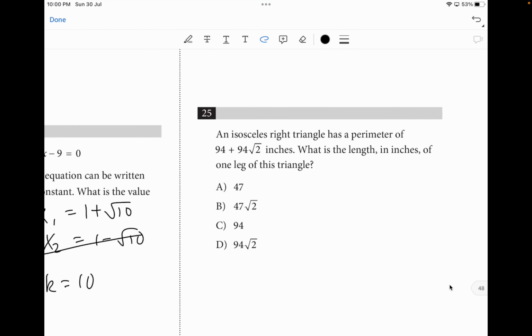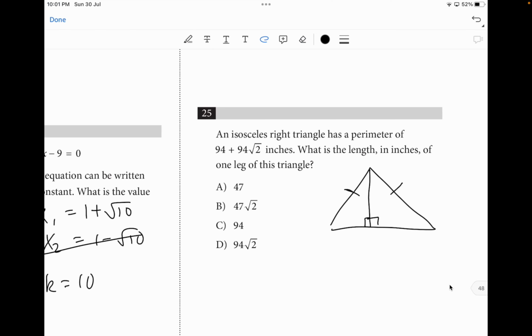Question number 25 shows an isosceles right triangle which has a perimeter of 94 plus 94 square root 2 inches. What is the length in inches of one leg of this triangle? If you draw an isosceles right triangle, it looks like this, where both legs are equivalent to each other. And we know the perimeter.